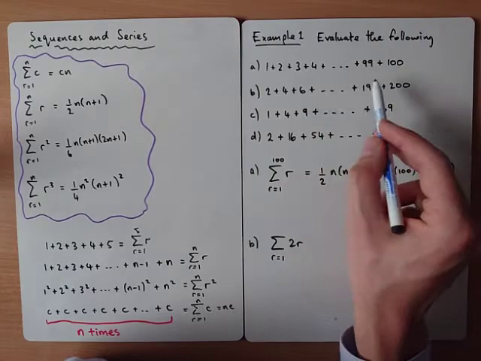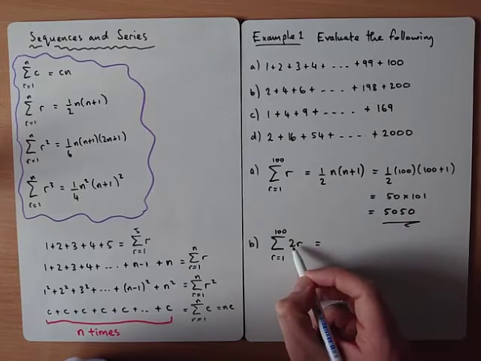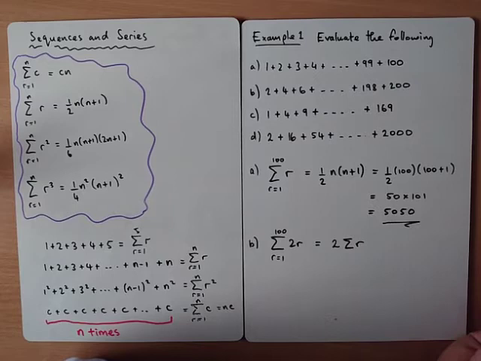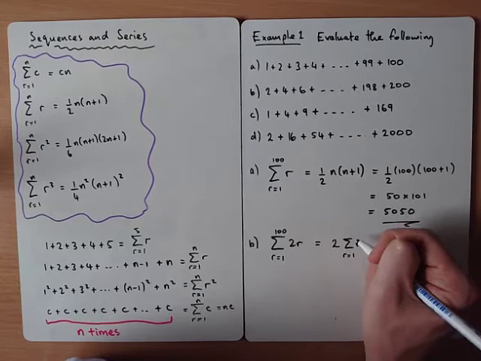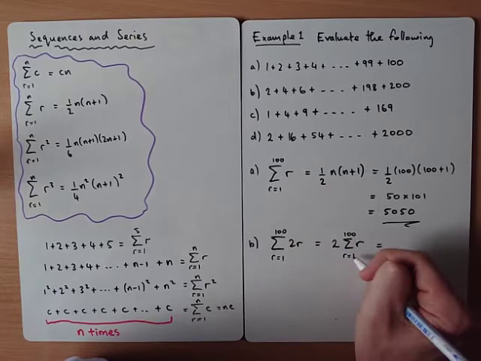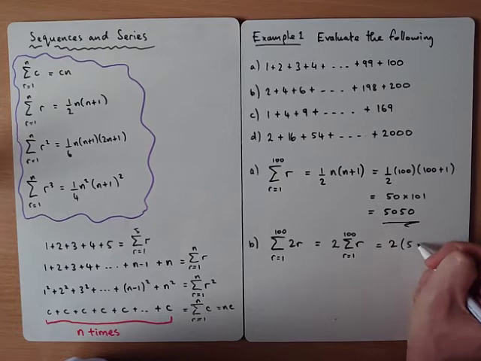So if you've got a multiple inside, you can take that out and say that's 2 lots of the sum of the integers. And this taking-out technique is going to be really useful when we get into some exam style questions. So we can say, therefore, it's 2 lots of the sum of this, and then 2 lots of this.